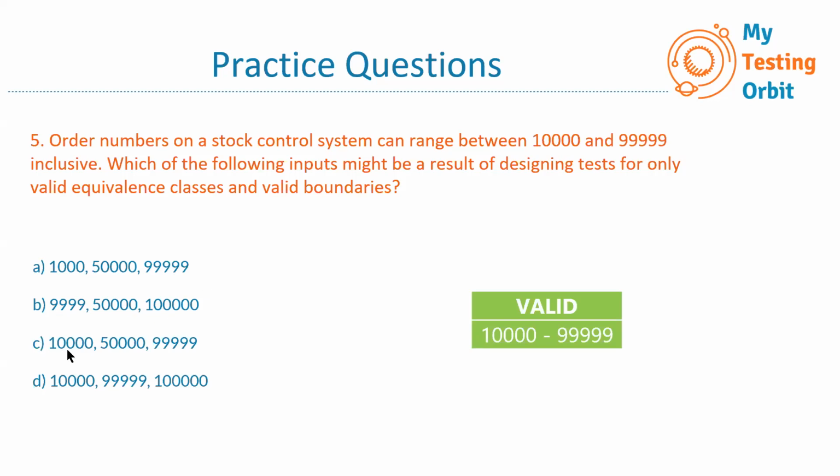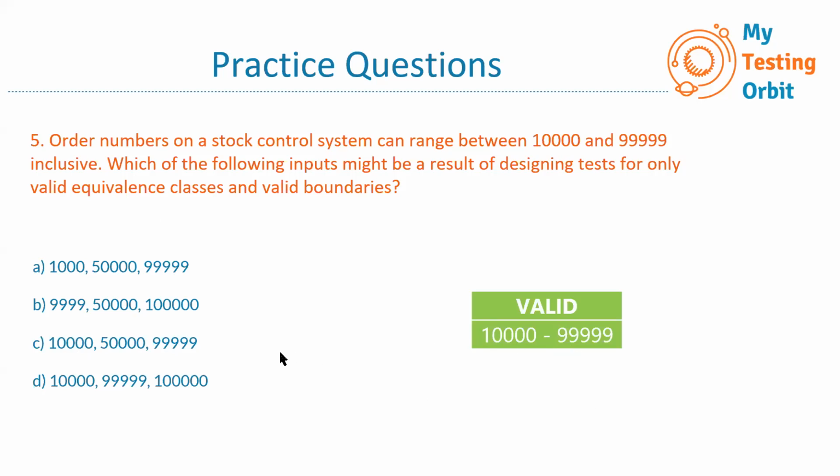The third one is 10,000, which is our boundary value. 50,000, yes, it would be a valid equivalence value because it falls in this range. So this one would be our equivalence value, and this one would be our boundary value. So this would be a good example of combining equivalence partitioning and boundary value analysis. So this is the right answer.